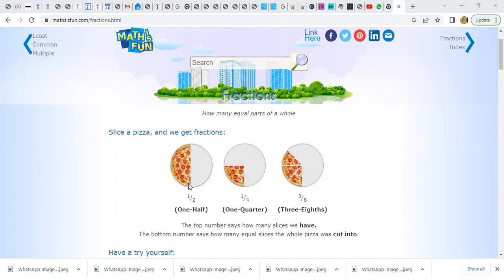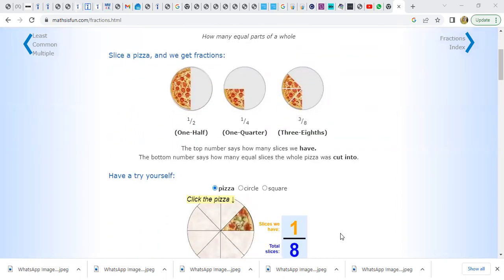So you can say that it is 1/2, right? And it is 1/4 and it is 3/8. So the top number says how many slices we have and the bottom number says how many equal slices the whole pizza was cut into. So fractions will be written in this way. So this number will be called the numerator, which is written up, and this line is called the fractional line.